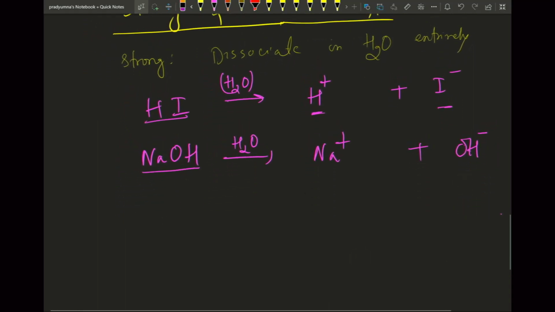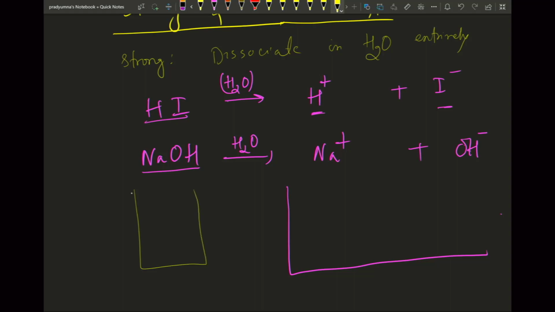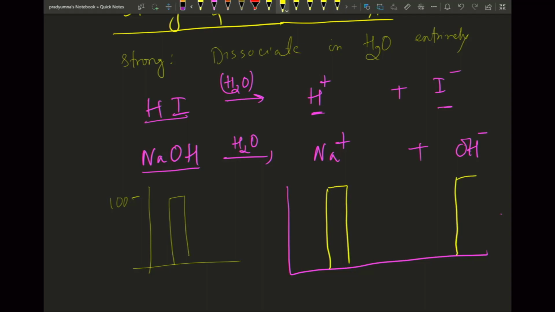If I have to draw a graph, if I put 100 sodium hydroxides here, immediately you're going to notice you get 100 sodium plus and 100 OH minus ions. So that's an example of a strong base. Similar things will happen if I put 100 HI: I should immediately get H plus ions and I minus ions.